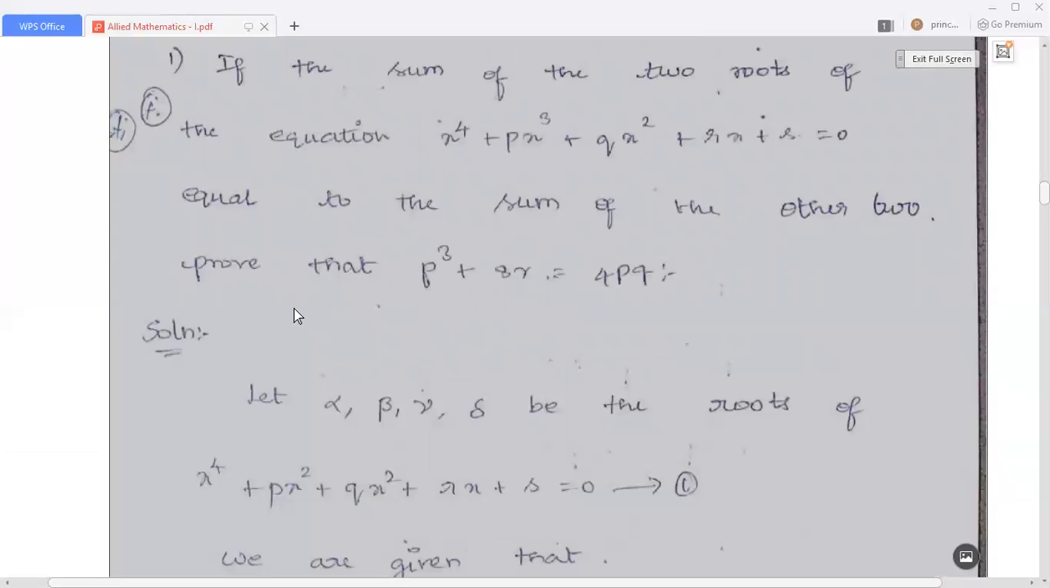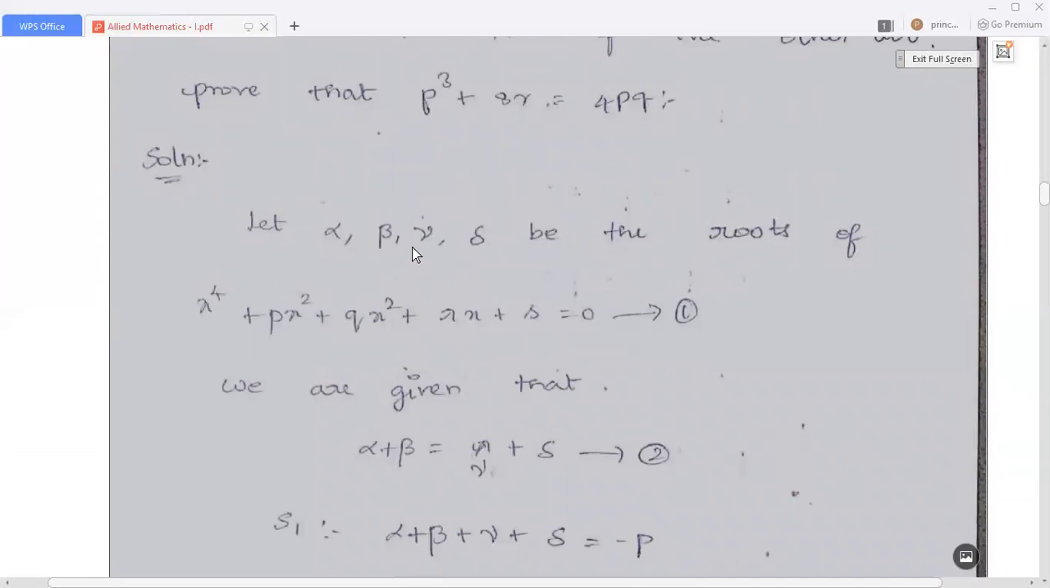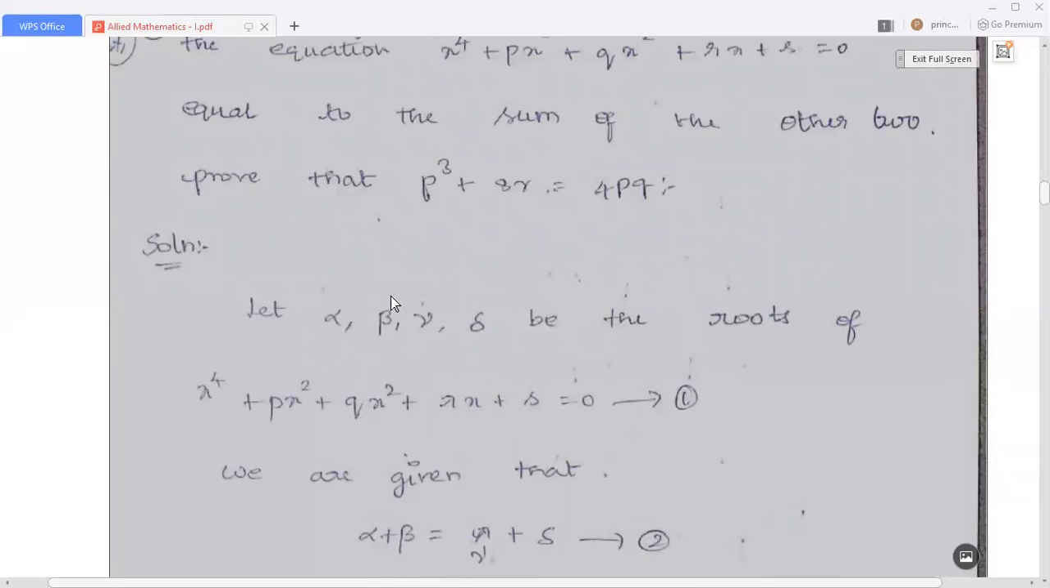Next problem. If the sum of 2 roots of the equation x power 4 plus px cube plus qx square plus rx plus s equal to 0 equals the sum of the other two, prove that p cube plus 8r equal to 4pq. Now we are going to write the solution for this problem.